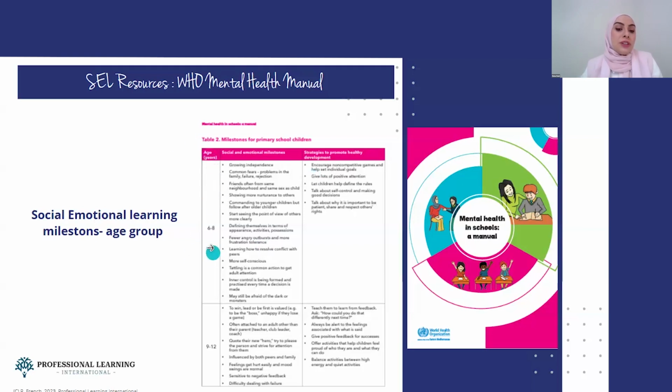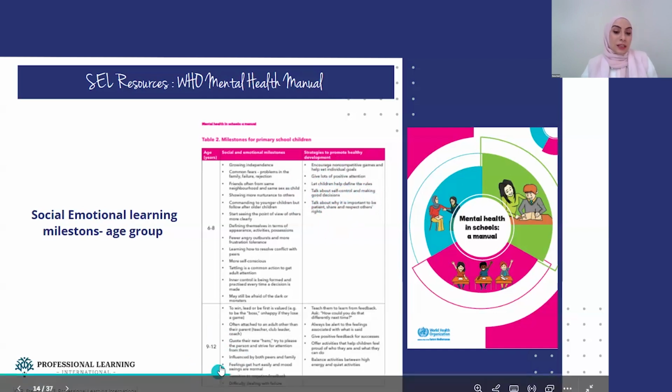They gave you here the ages 6 to 8-year-olds, and they explained their milestone. So students at this age usually are growing independent. They have common fears like problems in their family, failure, rejection, and the list goes on. And as you can see at the right, they suggested some strategies to promote healthy development, like what can the teachers do for this milestone specifically? So give lots of positive attention, let children help define the rules, and so on.